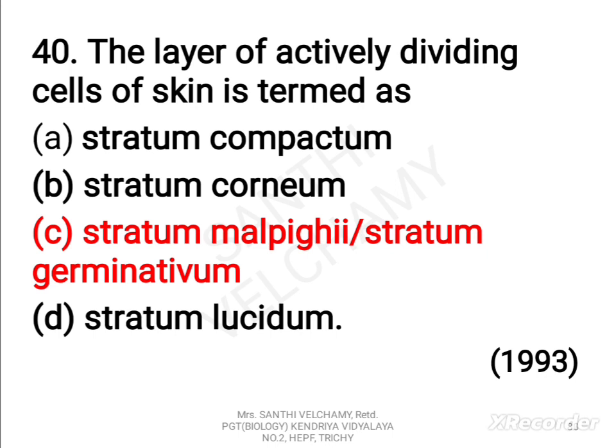Stratum malpighi or stratum germinativum is the innermost layer of the skin. It consists of one-celled thick columnar epithelial cells. It lies on the basement layer. So its cells are active and continuously produce new cells by mitotic division. So that's why it is called the germinative layer.